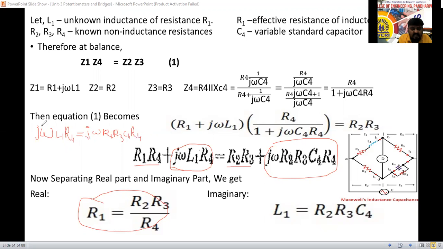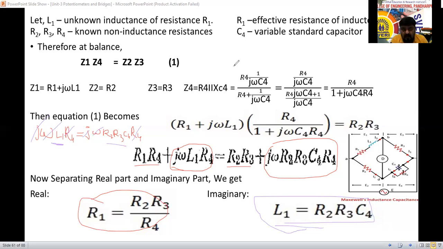See here, j is common, here also j is there, so we can cancel j. Omega also gets cancelled. R4 term is there on both sides, so R4 gets cancelled. So the term left is L1 equal to R2, R3, C4. That is called the L1 impedance here.